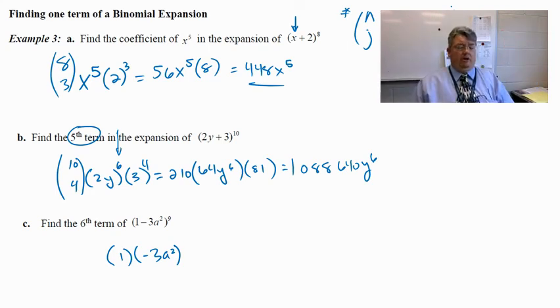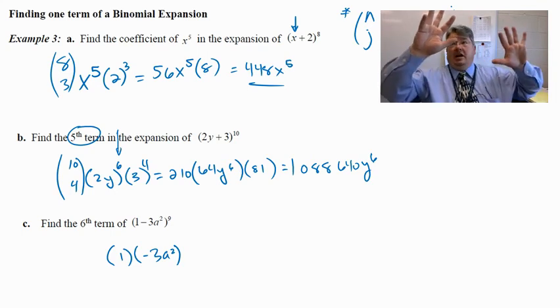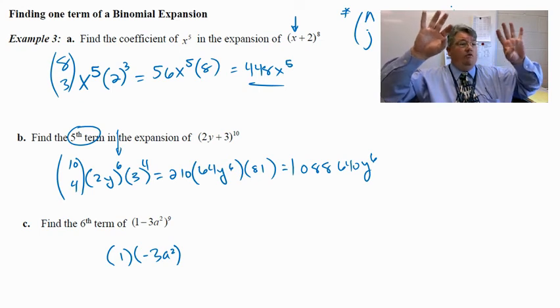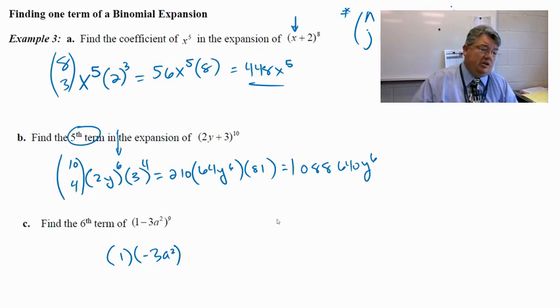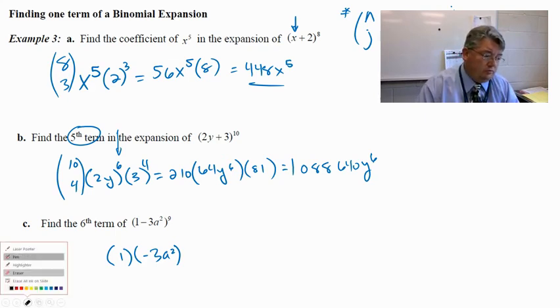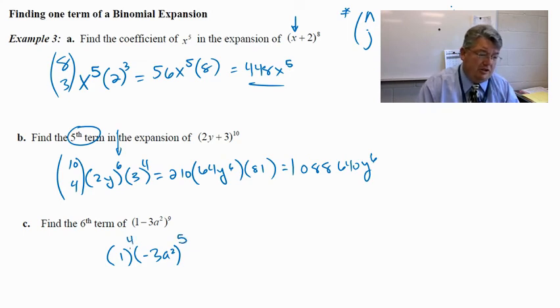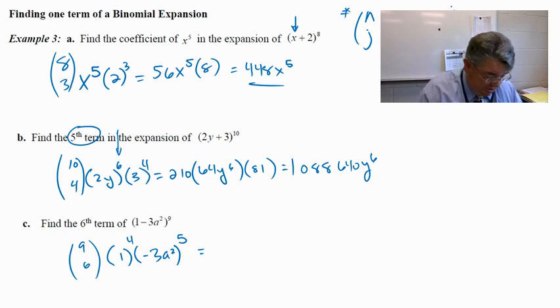Wait. Okay. Stop. 9, 8, 7, 6, 5, 4. So this is going to be 1 to the power of 4 and negative 3a to the power of 5, since these two things need to add up to 9. And then this out front is going to be 9 choose 6. Okay, 9 choose 6 gives me 84.